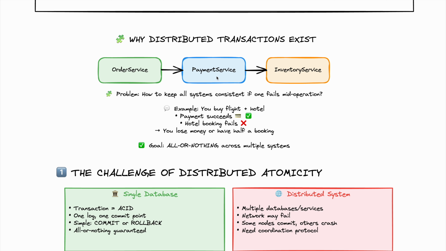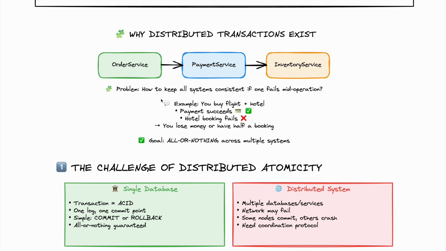Payment service should commit a transaction also in its database, and the same goes to the inventory service. It also should commit the same transaction, and they each have their own database. How do we make sure that if in the payment service the transaction failed, then we also roll back in the order service? So the problem is how to keep all systems consistent if one fails mid-operation.